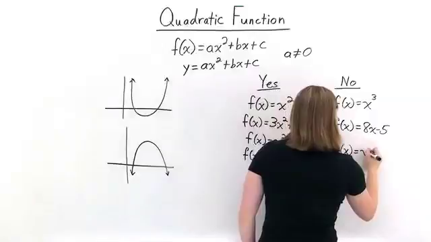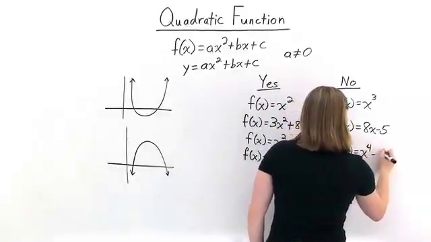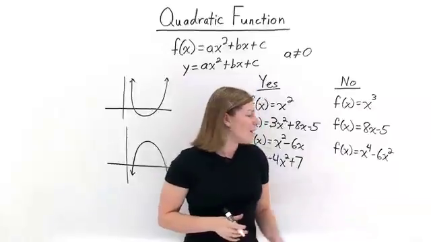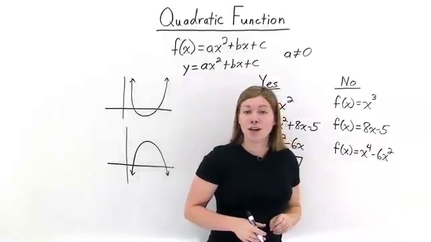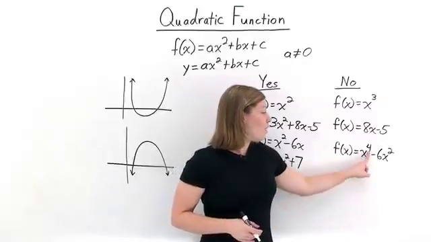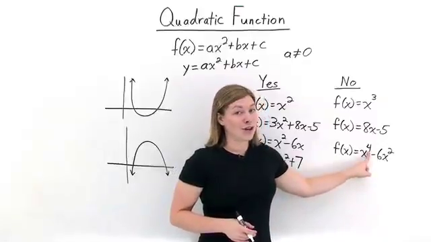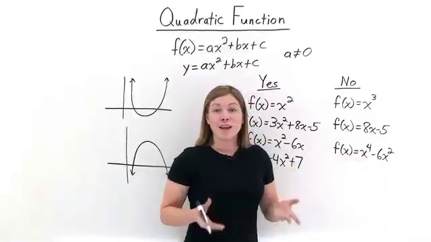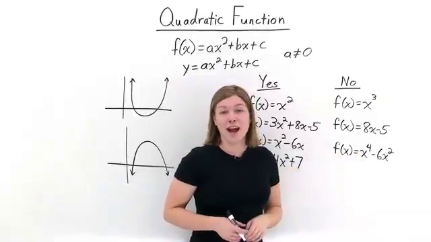Let's take another. f(x) equals x to the fourth minus 6x squared. Now this one's sort of tricky because there is an x squared term in here. But look at the highest degree for an x. 4. 4 is higher than 2, which means this is not a quadratic function. It has too high of a degree for x.